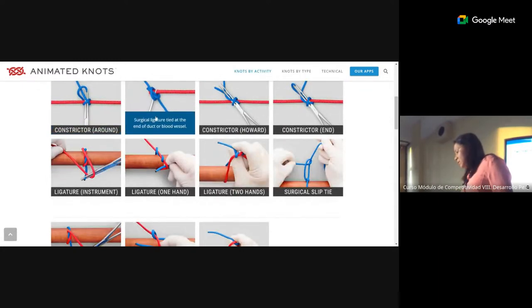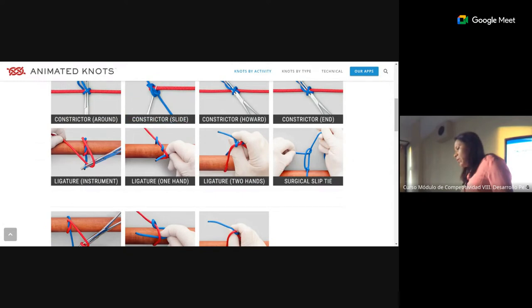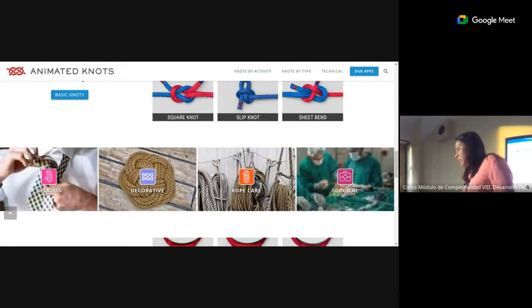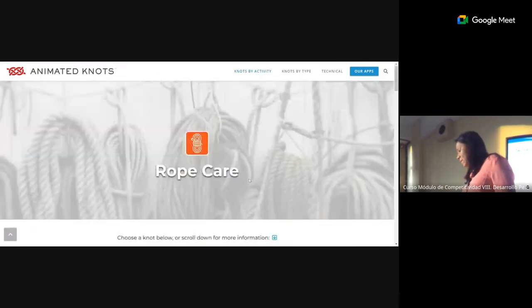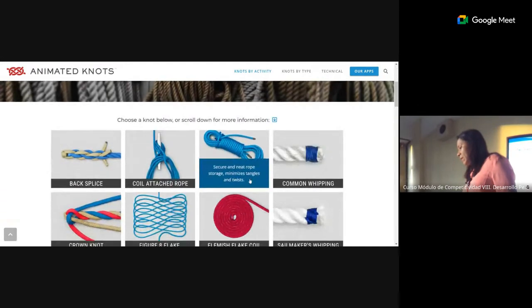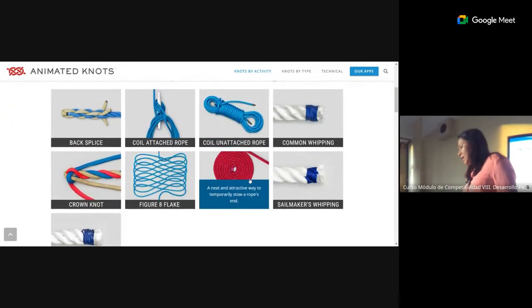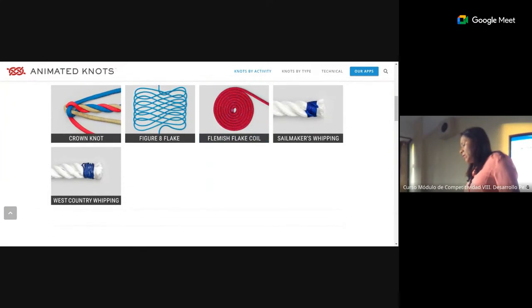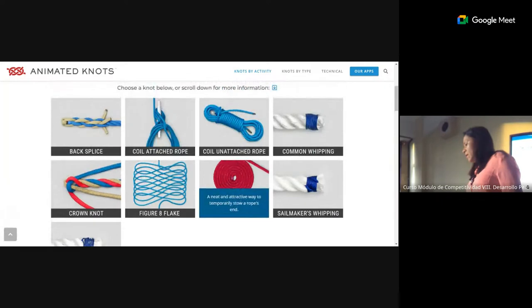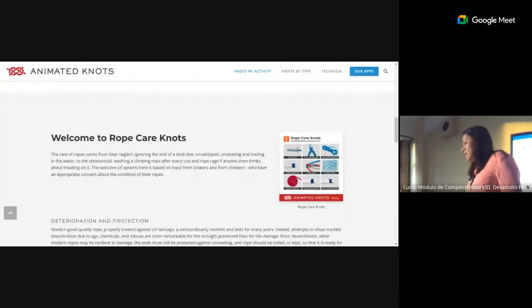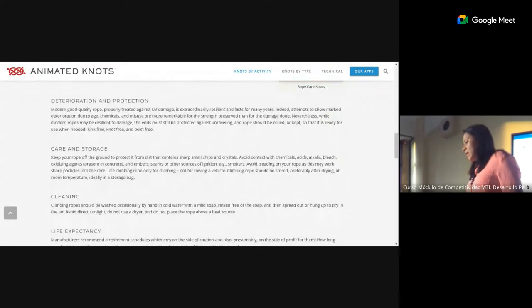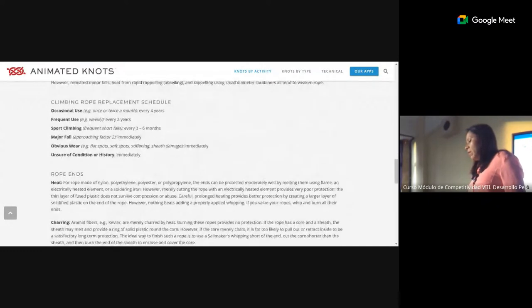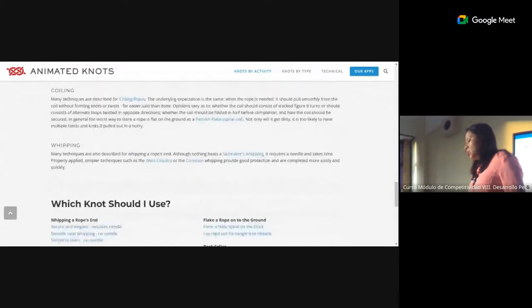Yes. So that's for surgery. And also, I forgot to show you this. What was the other one? Rope care. Also, we have the rope care. Again: coiling, figure, flag, west country. Okay. And the same, right? They give us information about it, the uses, heat, charge.